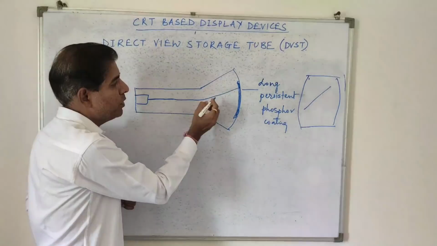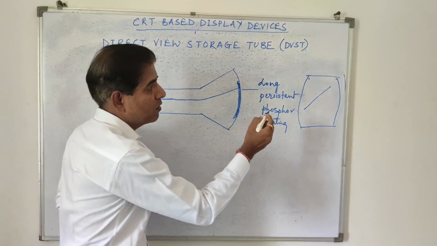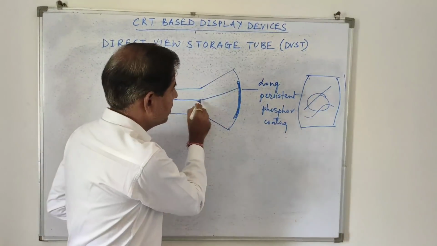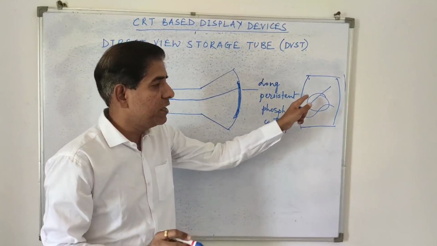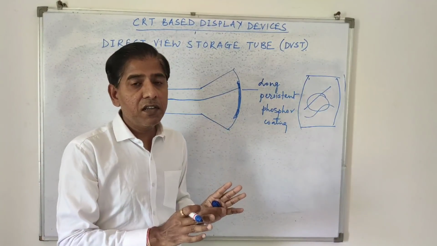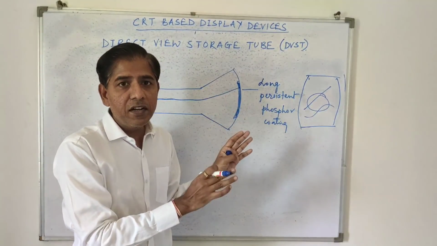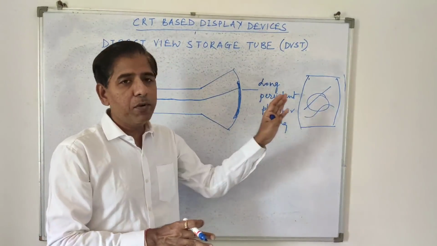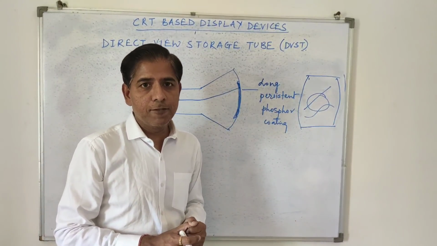Here, this electron beam acts as a pen. Wherever you want a line or a circle or a curve, this electron beam would act as a pen, and it will draw the entities on the screen. So this DVST is a flicker-free device, but erasing an entity on a screen is very difficult. Similarly, animation is also very difficult in this DVST.